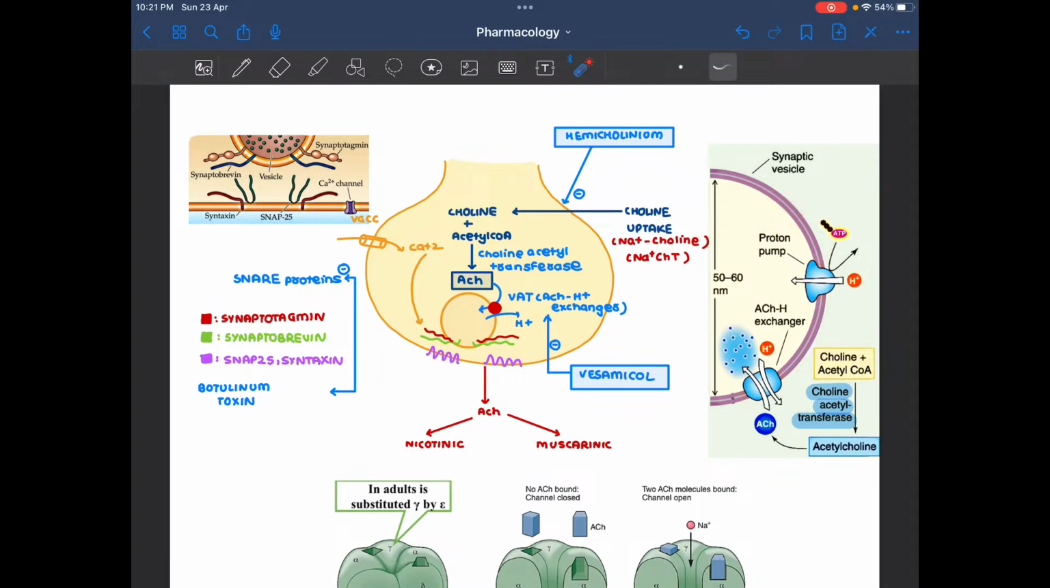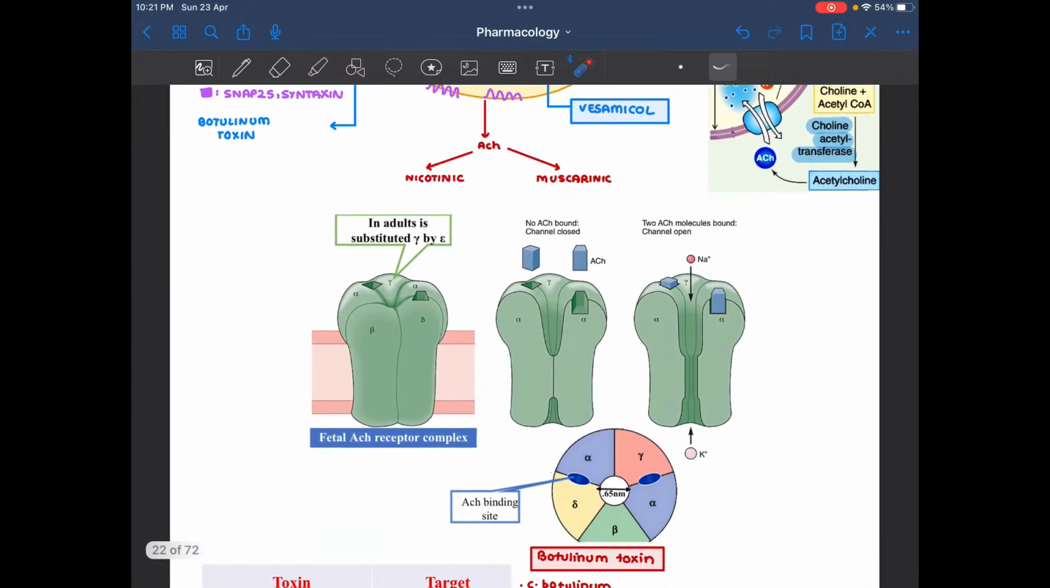What are the drugs that we have here? This transporter, that is VAT, is inhibited by something known as vesamicol. These drugs which I'm discussing right here are not of any clinical significance, just scientific significance. So vesamicol functions as a VAT inhibitor that transports acetylcholine into the vesicle. The second drug is hemicholinium, which inhibits the sodium choline co-transporter. So we have hemicholinium and vesamicol, and we've already talked about the botulinum toxin as well.